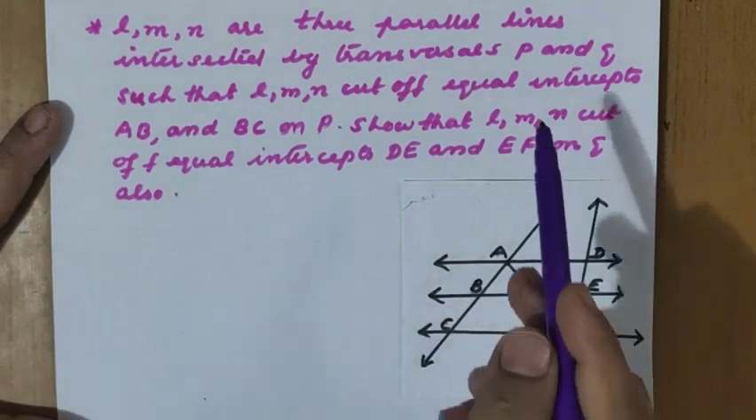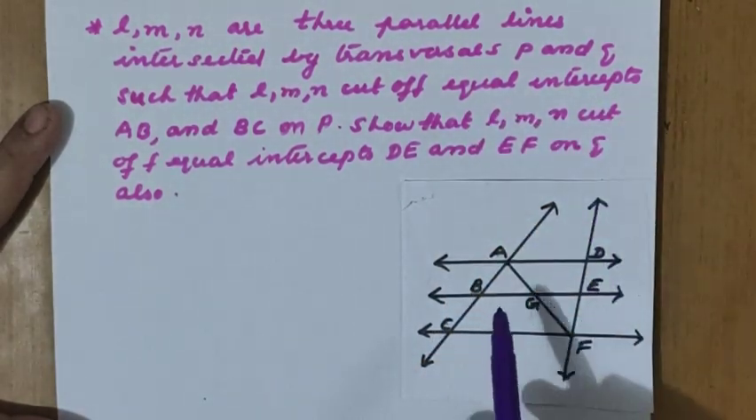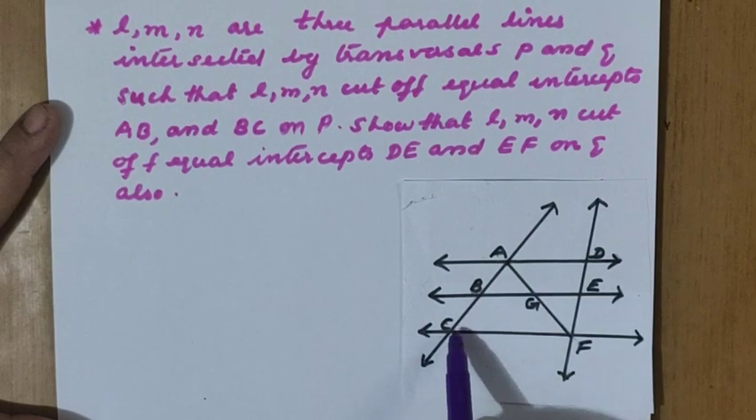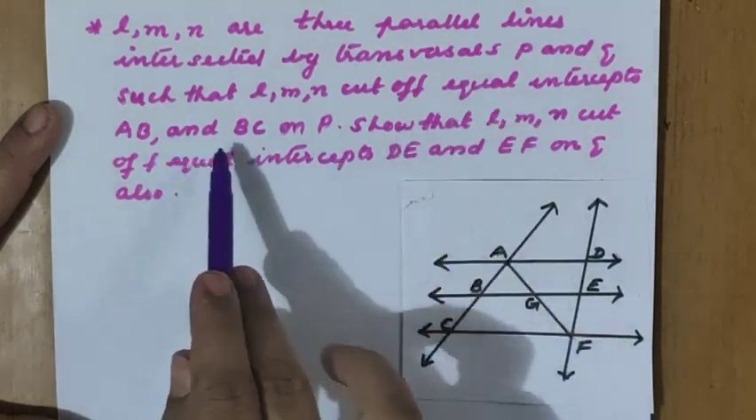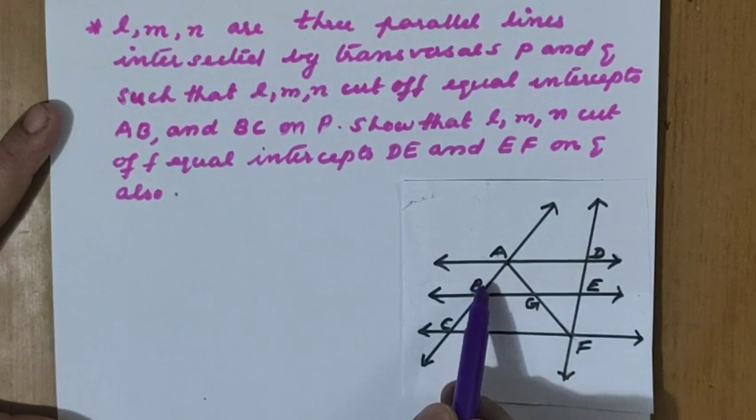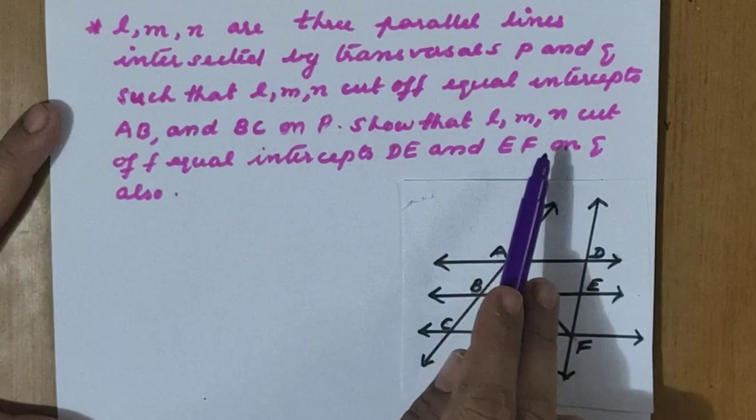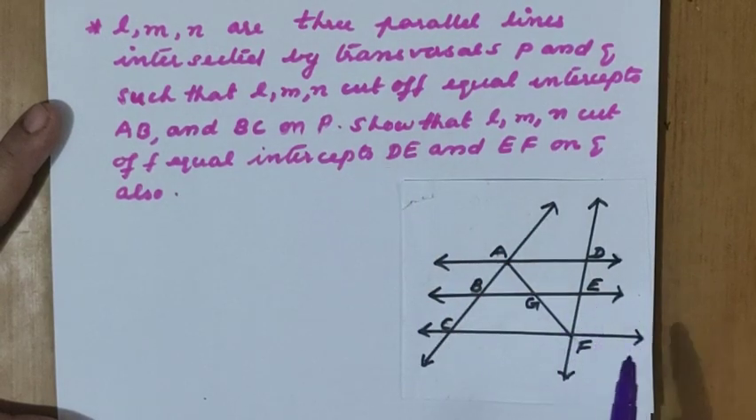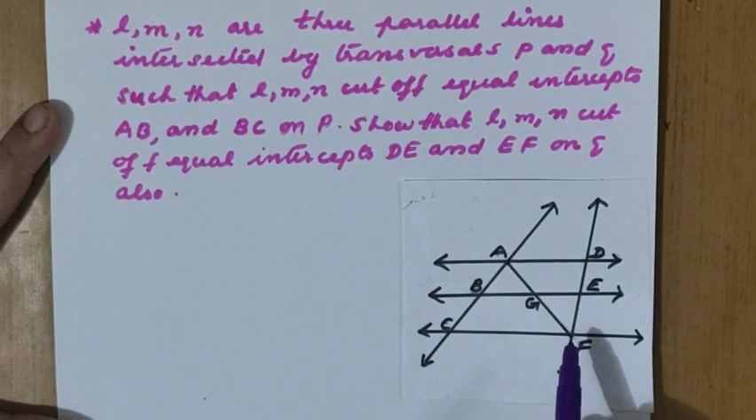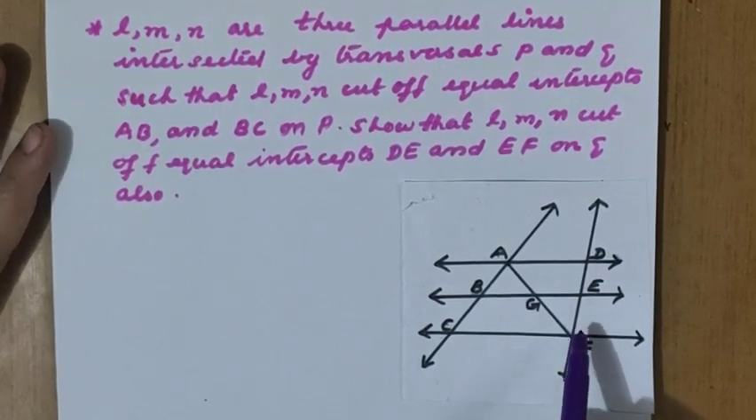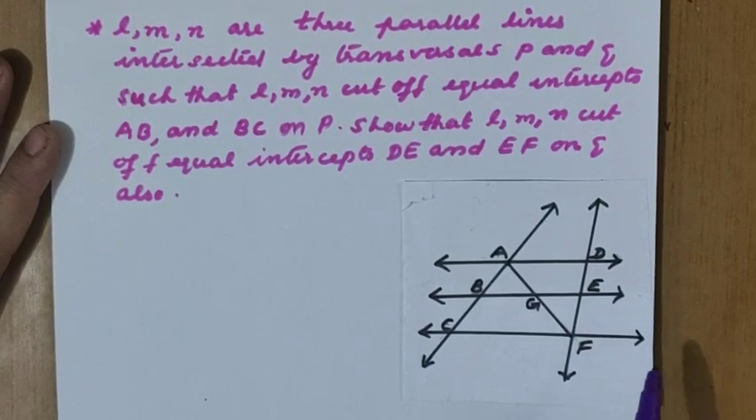So first we will see what is meant by equal intercepts. That means the line making equal distance, AB and BC. Here equal intercepts AB and BC is given. That means AB equals BC, right? Now what we have to prove: show that L, M, N cut off equal intercepts DE and EF on Q also. That means DE equals EF, right? That we have to get.